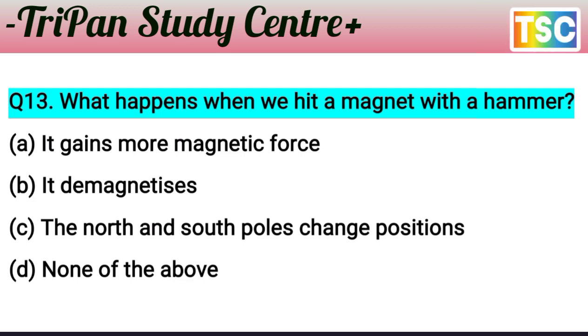But C, the north and south pole change position. No way. This is not a good option. North and south poles do not change position here. It means D is also wrong. B option is correct.